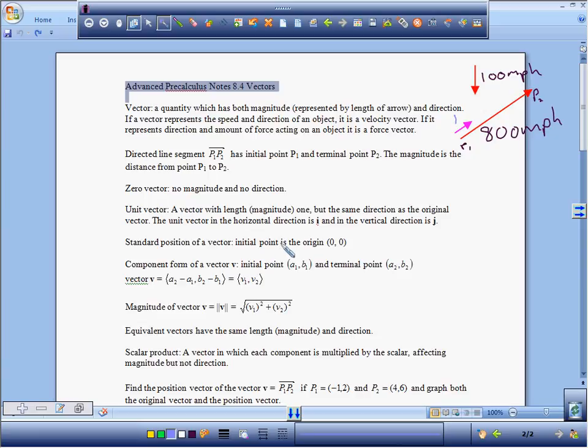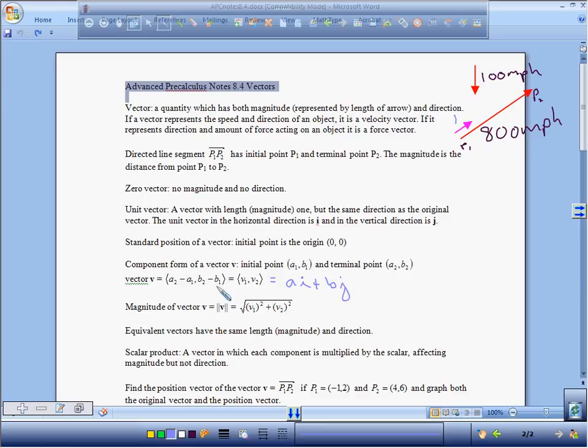Standard position of a vector means the initial point is the origin, 0, 0. But they don't always have to start at 0, 0. Component form of a vector has an initial point (a1, b1) and an end point (a2, b2). To find the components of the vector, you subtract a2 minus a1 and b2 minus b1. This is like the x part, and this is like the y part. Sometimes they write it as a in the i direction plus b in the j direction, and they put little hats on them. In our book, they don't do that.